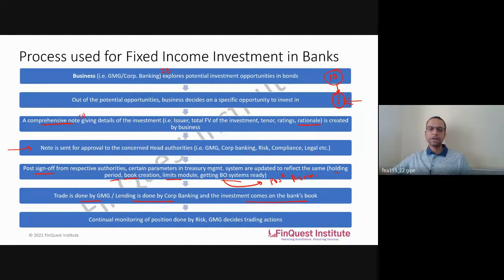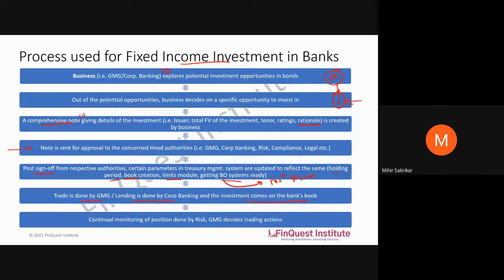So this is roughly a process which is followed to get a fixed income investment on a bank's book. And when I say fixed income investment, you can think of this from trading, or from large lending, or even from strategic investments perspective. So any questions on this?